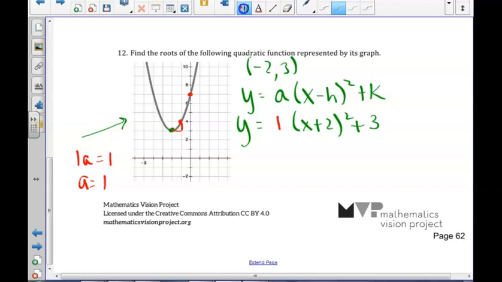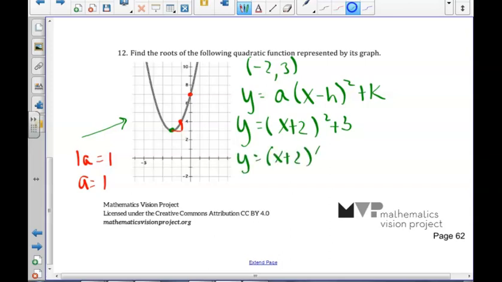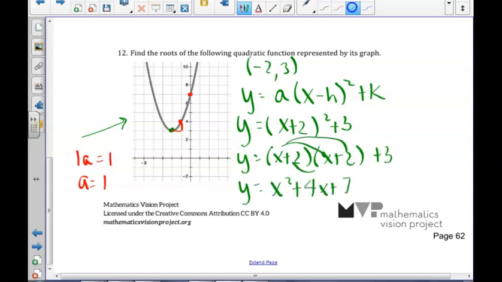But I indeed know that this will be my equation, and let me just write that x plus 2 squared, because we do not need to have the 1 in front there. So x plus 2 squared plus 3. Now let's write this in standard form. So let's distribute the x plus 2. And when I do that, I'm going to get x squared plus 4x plus 7. Because recall, you have to distribute what's in parentheses and then add the 3 on the end. So this is my standard form of this parabola.